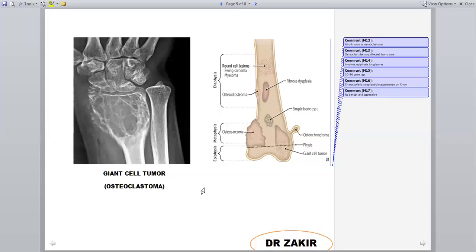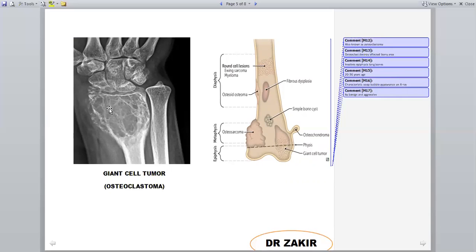Let's go to a very important bony tumor that is called giant cell tumor, also known as osteoclastoma. This is a very important tumor regarding the exam. It came many times. The characteristic feature of the giant cell tumor, osteoclastoma, is involvement of the epiphysis. You see here in the picture, the epiphysis is involved. If you see the X-ray, the epiphysis is involved. This tumor presents at the age of 20 to 30 years.